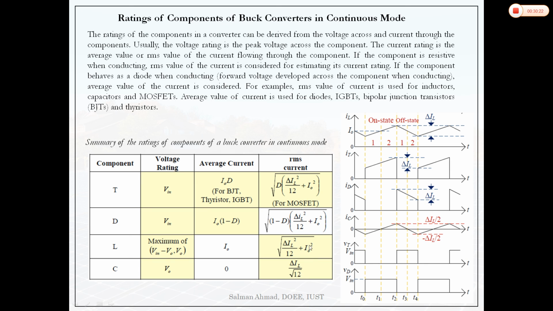For the capacitor also the same current is appearing, but the average is 0. So the average part we have taken as 0. So delta IL upon square root of 2, or 2 root 3, we can write here. This will give the current rating of the capacitor. This concept will remain the same for the boost converter, buck-boost converter, any DC-DC converter you will study. First you have to analyze the circuit, then draw the waveforms, then analyze the on time and off time, and calculate certain parameters. Based on that, you can construct a summary table to select the ratings of the converter.